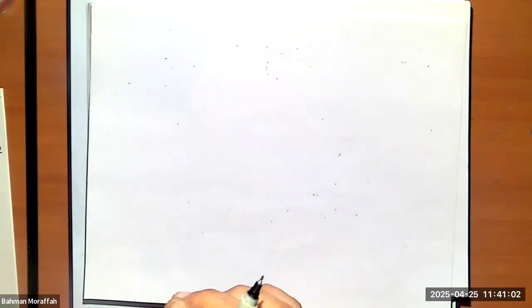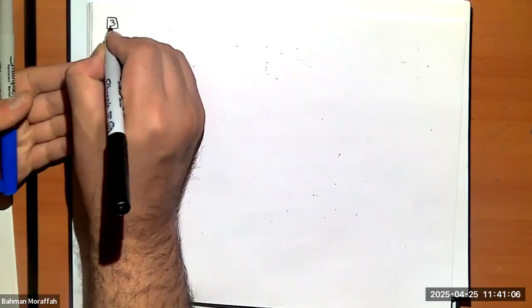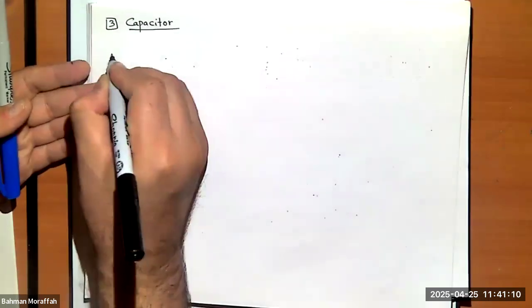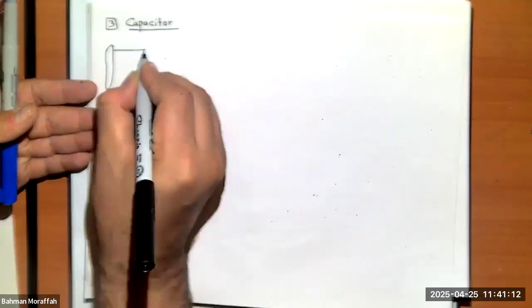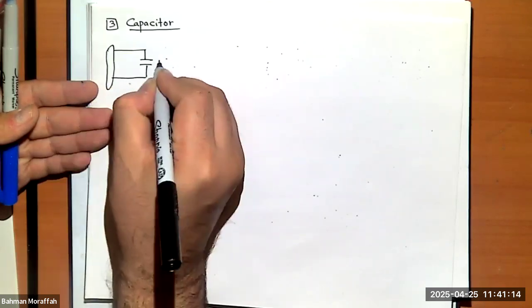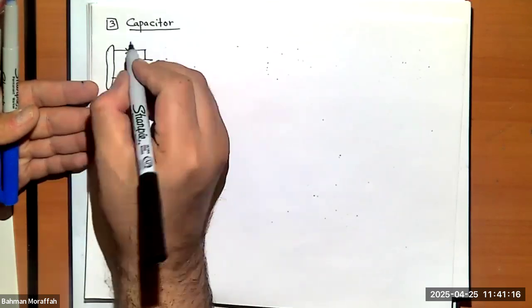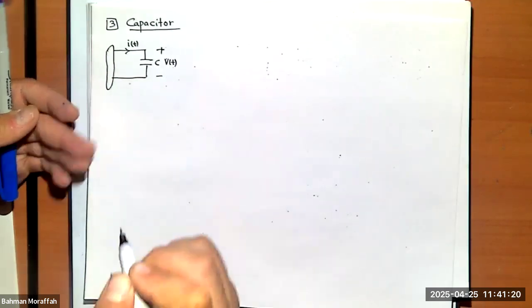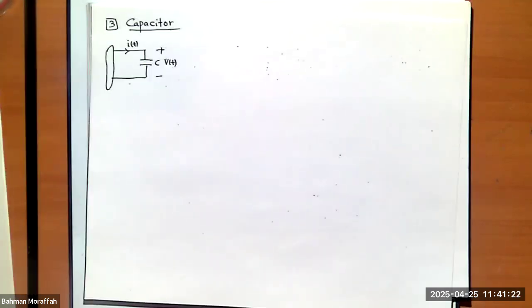Which is my capacitor, right? So the third one is a capacitor. Again, let's just say I have the circuit. I have a capacitor with value C. Current through it is i(t), voltage across it is v(t). What is the VI relationship for a capacitor? I equals C dv/dt, right?